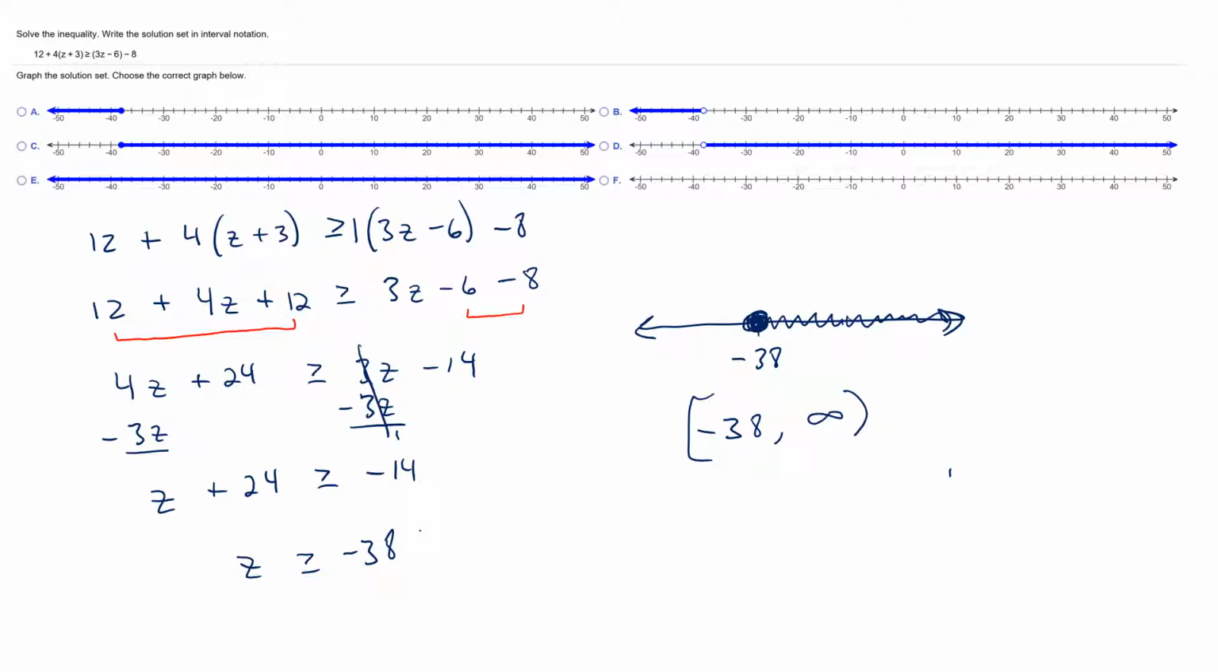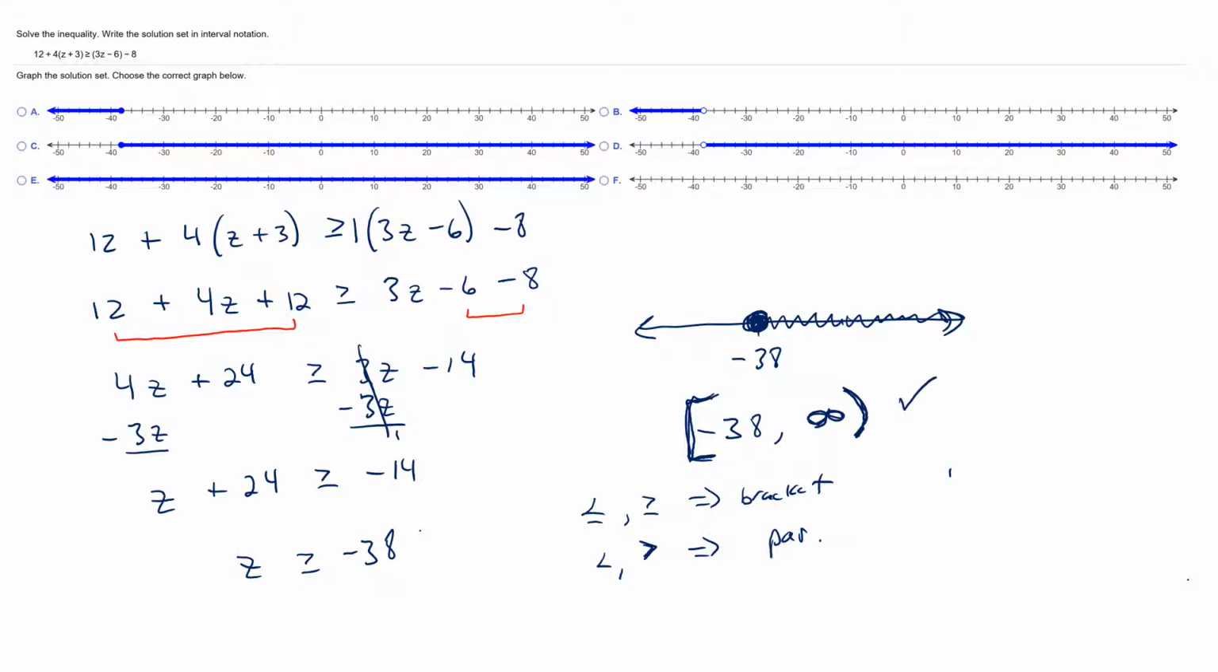And if there's a closed circle, we put a bracket. The bracket indicates that the number is included. So when we have an equals with the sign, there'll always be a bracket. But if there is no equals, we'll put an open circle on the graph, and there'll be a parentheses in the interval notation. A parentheses indicates that the number isn't included. Infinity always gets a parentheses. So this is the interval notation.